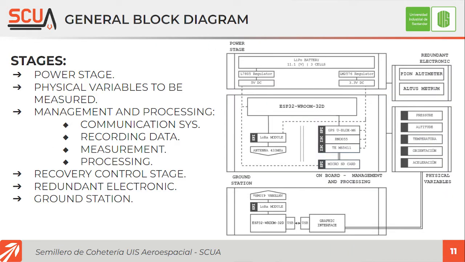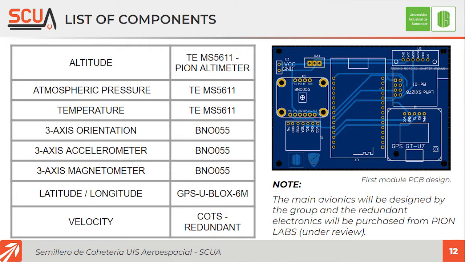Talking about the avionics subsystem, the general block diagram can be seen on the screen, which is composed of 6 different and important stages, like for example power stage, recovery, control stage, and management and processing. The avionics will be based on and developed by members of the group and implement sensors, actuators, and different devices for this purpose. Some of them are barometric pressure sensor, IMU, and GPS. Actually, there is a PCB based on modules that later will be unified.